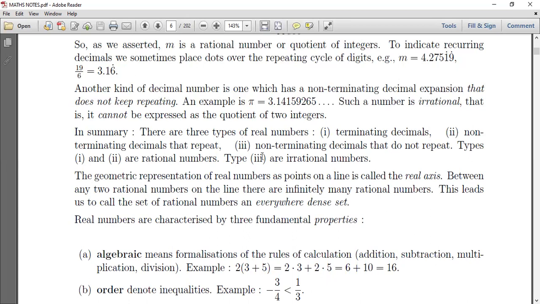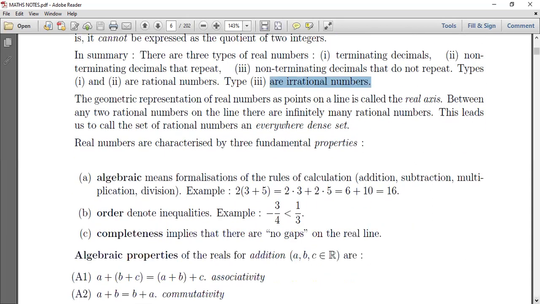And the ones that have non-terminating decimals that do not repeat, like pi, square root of 2, square root of 3, square root of 10, are called irrational numbers. Are we together? Please see that difference. Okay. So a geometric representation of real numbers as points on a line is called a real axis.